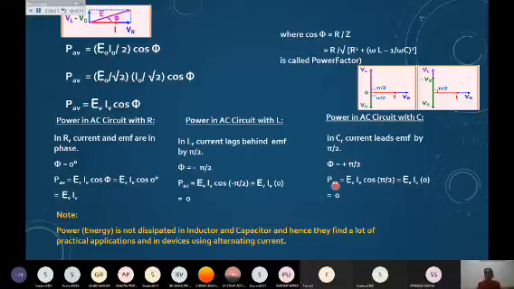That can be shown graphically also. If they ask you, you can do the graph plotting also for power variation with time in a complete cycle. Again in the capacitor also, whatever energy we get in charging is going to get lost in discharging of the capacitor.